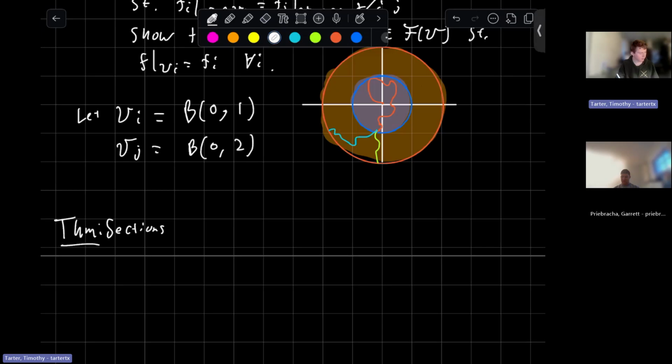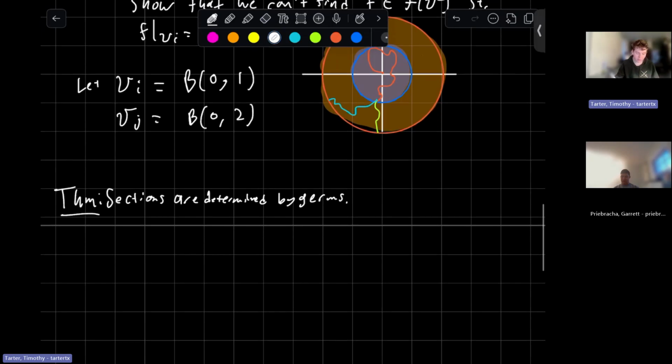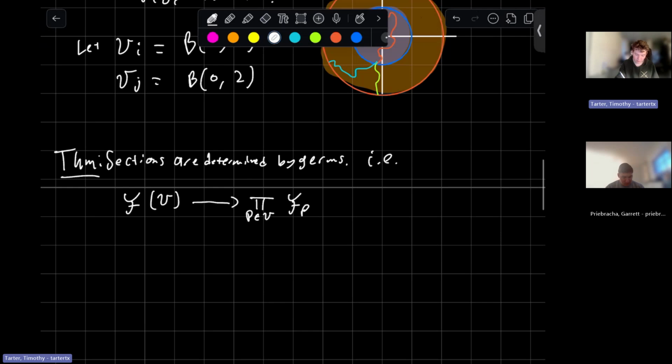So, theorem: sections are determined by germs, i.e., F(U) mapped to the product over p in U of stalks is injective.